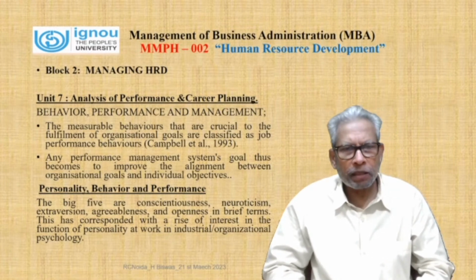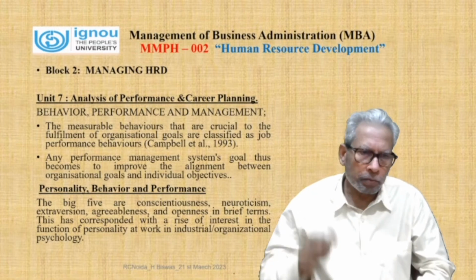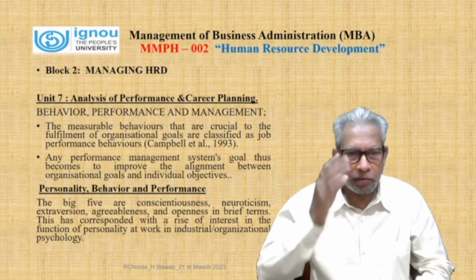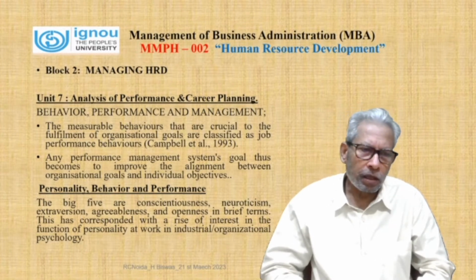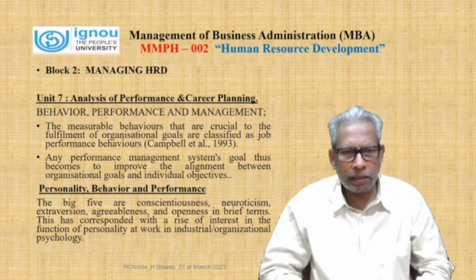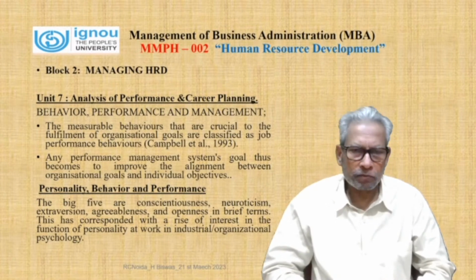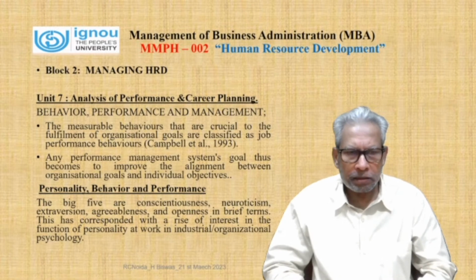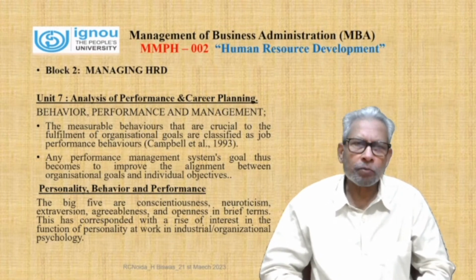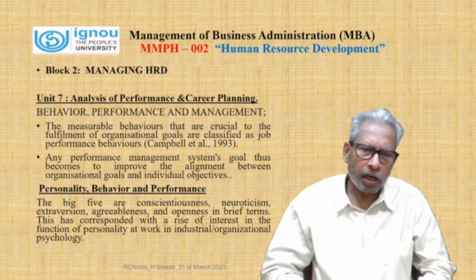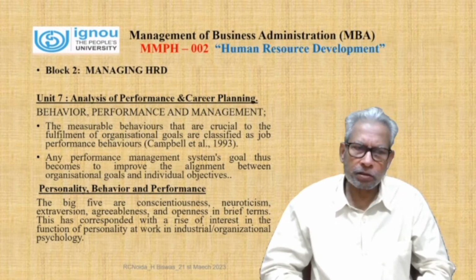On personality, behavior, and performance, the Big Five are conscientiousness, neuroticism, extroversion, agreeableness, and openness, in brief terms. This actually corresponds to the rise of interest in the function of personality in industrial and organizational psychology.